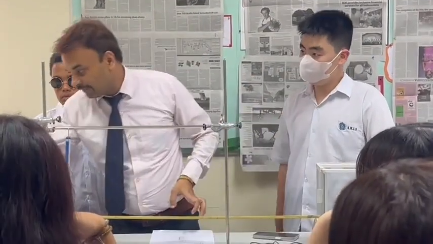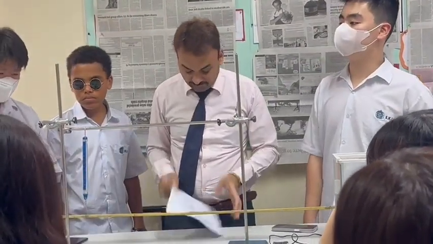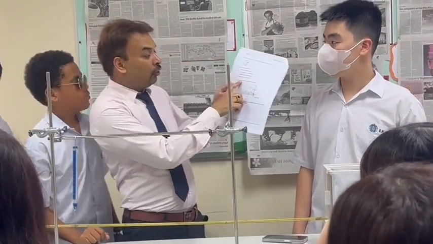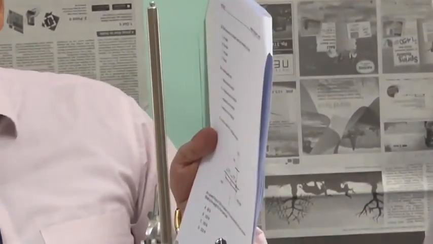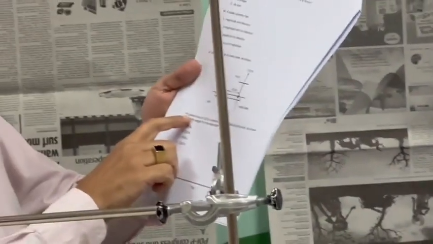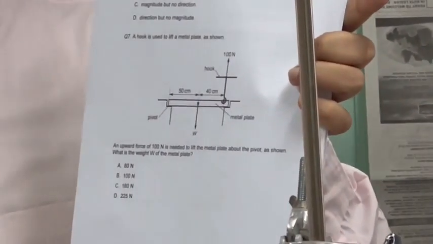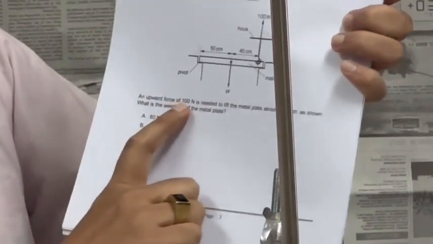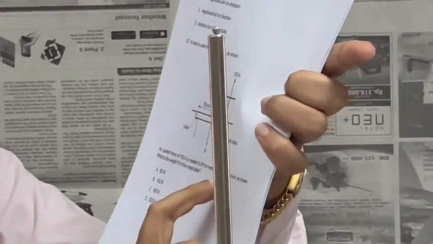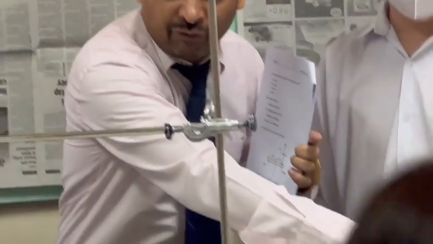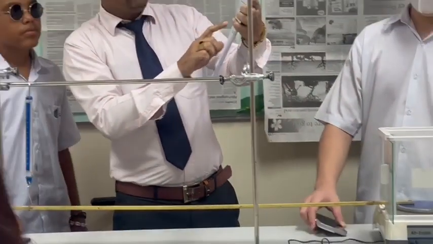So our question is: a hook is used to lift a metal plate, meaning a spring is used to uplift a scale or a metal plate. In the exam the upward force is 100, but our upward force is 40. It is needed to uplift the metal plate about the pivot. This is the pivot, the fixed point, as shown in the figure.